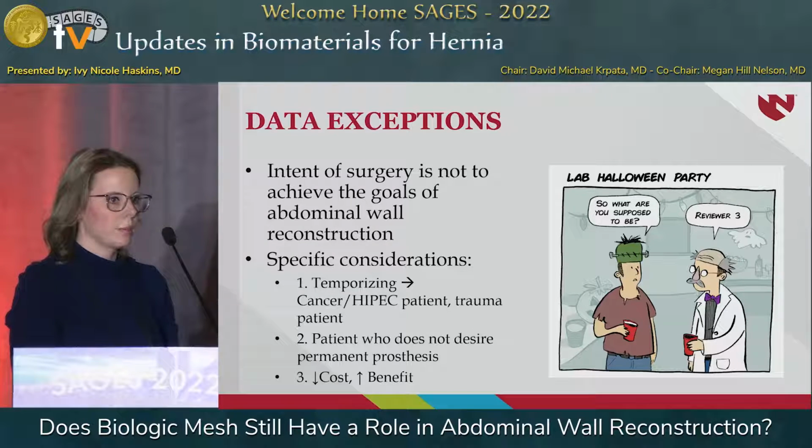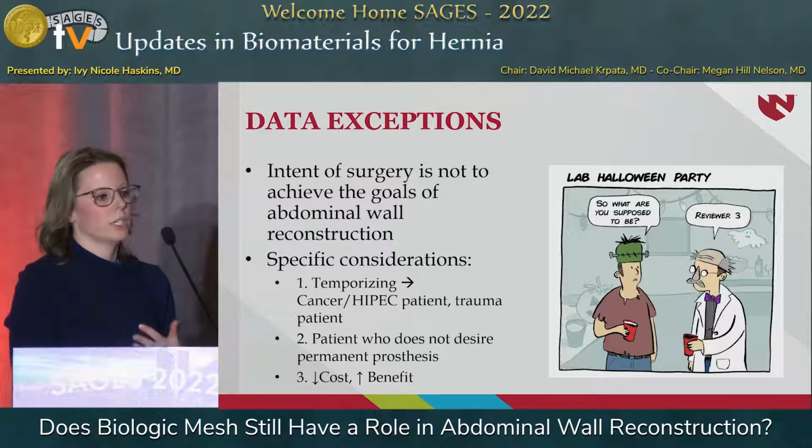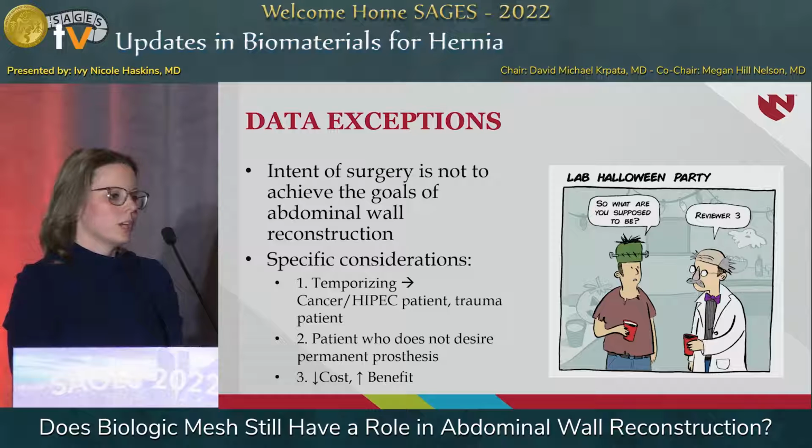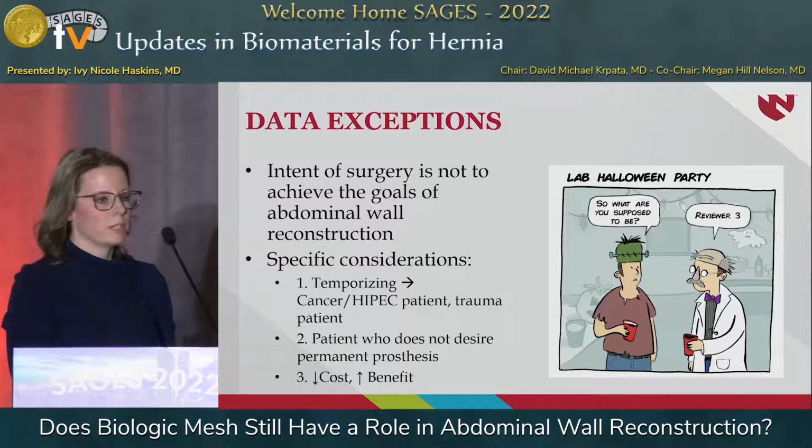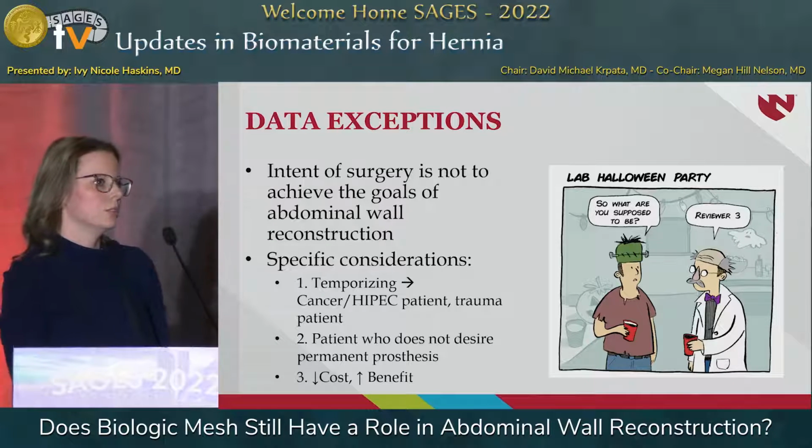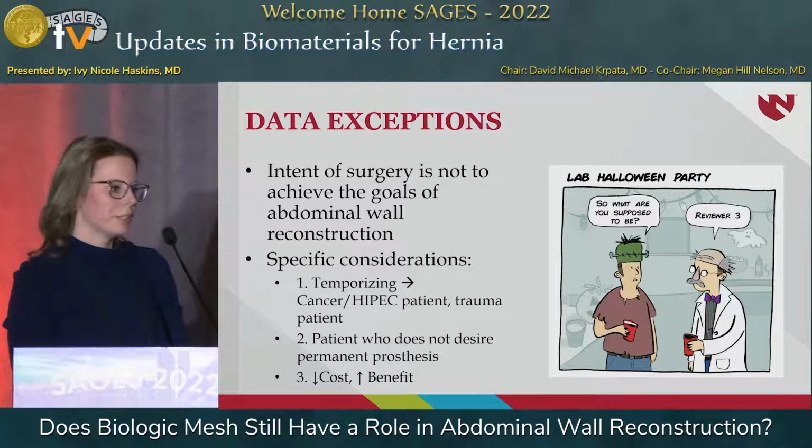So, for example, a temporizing situation. Your high-PEC patients, they've been in the operating room for 12 hours, they've undergone resection of a significant portion of their abdominal wall, or your trauma patient who you're just trying to get abdominal wall closure for to temporize them and improve their hemodynamics. Again, like we talked about in some of the previous talks, patients who don't desire a permanent prosthesis, that's something that you have to talk to them about, and whether or not you're gonna use a biologic or a bioabsorbable mesh.